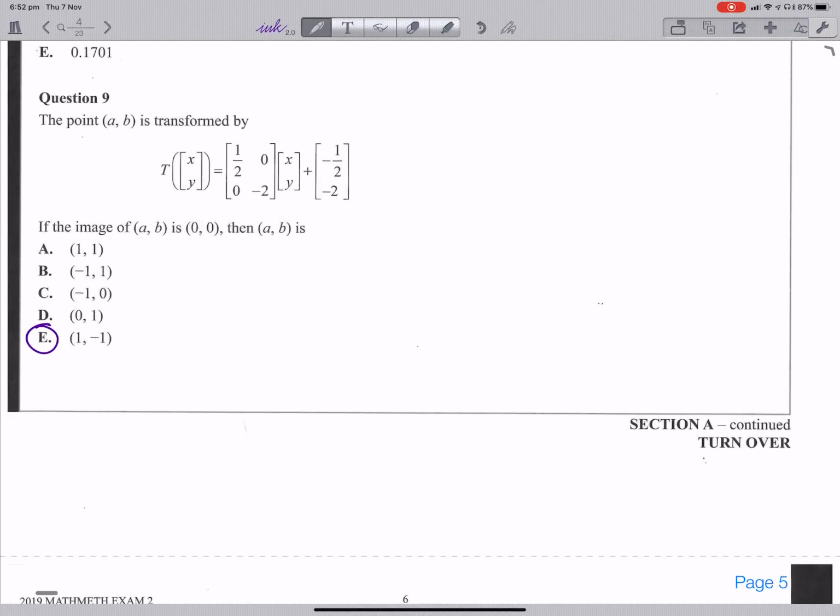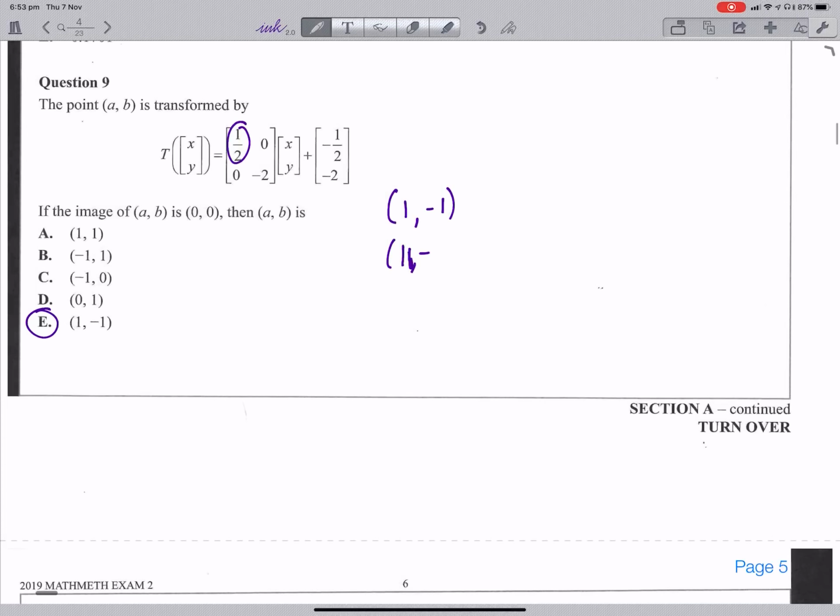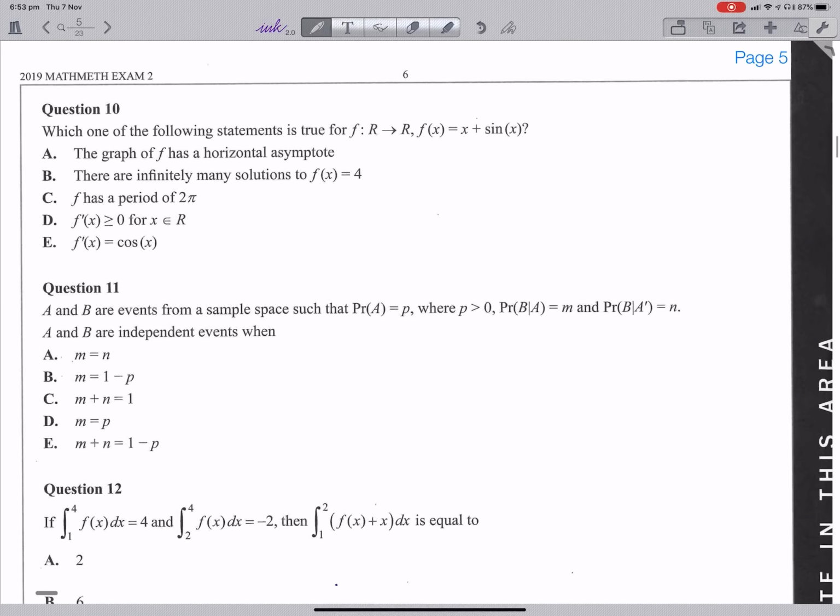these, so if I've got the point (1, negative 1) and I dilate by 1/2 from the y-axis, that would become (1/2, negative 1). If I reflect it in the x-axis and dilate it by factor 2, I would get (1/2, 2). If I translate it left 1/2, I'd get 0, and if I move it down 2, I'd get 0. That's right.